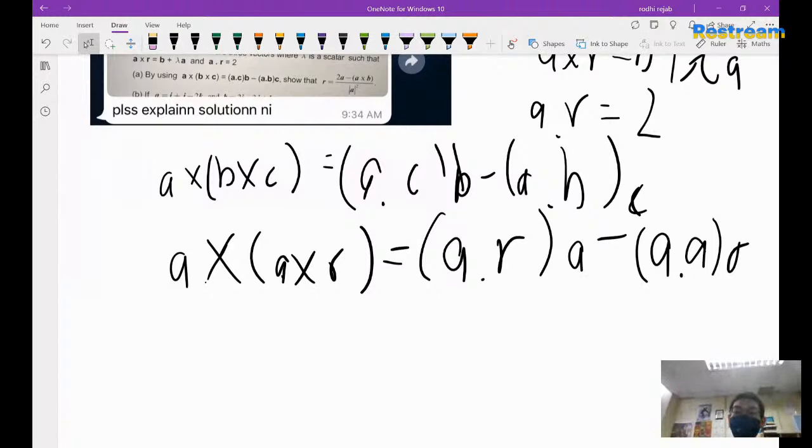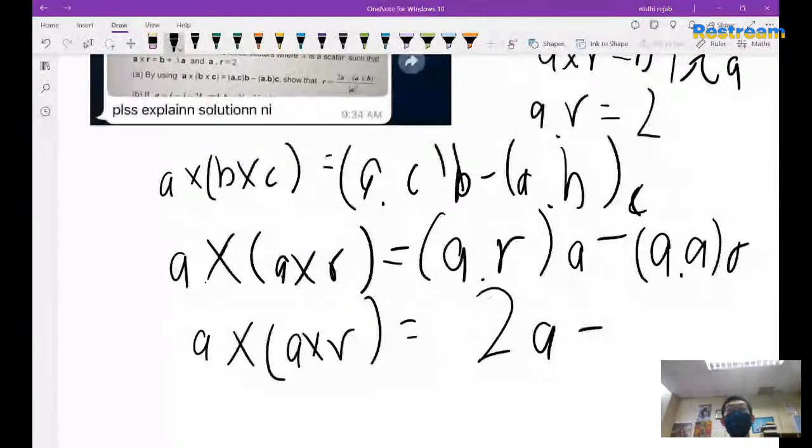A dot R we have 2 A minus A dot A. A dot A is A modulus square. This is a property you need to remember. Or do A dot A equals modulus A cos theta, and you can get the same thing as well. A dot A is the same as modulus A square. And then R. Okay. Then the hard part is this part.